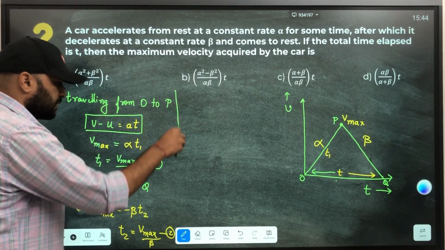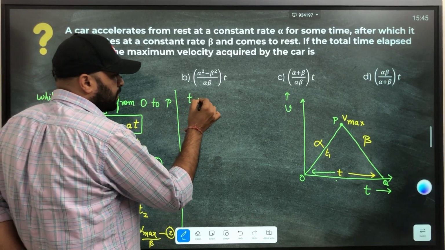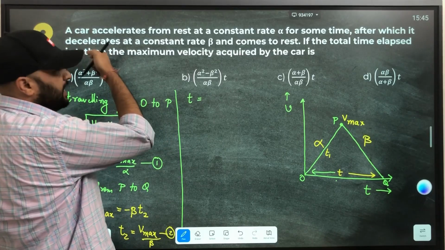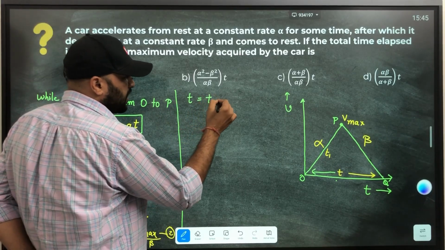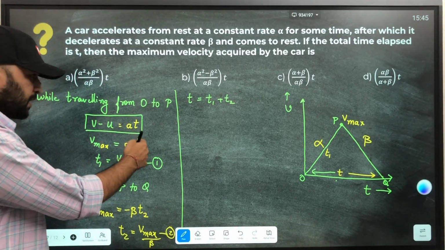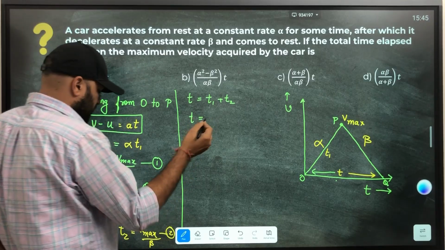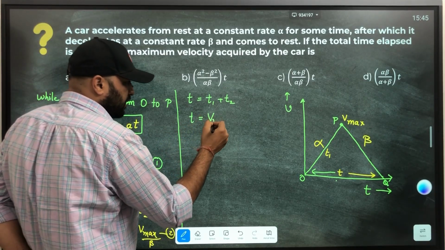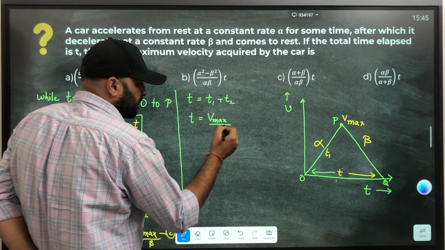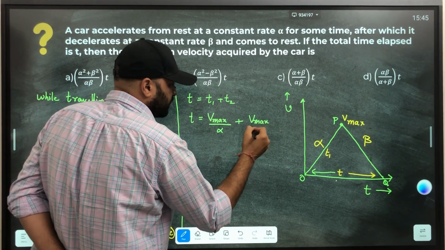Let's make use of this. We know that total time T is given in the problem, T is a known variable, right? And T1 and T2 are unknown, so T equals T1 plus T2. Let's substitute from equation 1 and equation 2 here, and T will be equal to, what is T1? Vmax upon alpha, and T2 is Vmax upon beta. I hope this is clear.